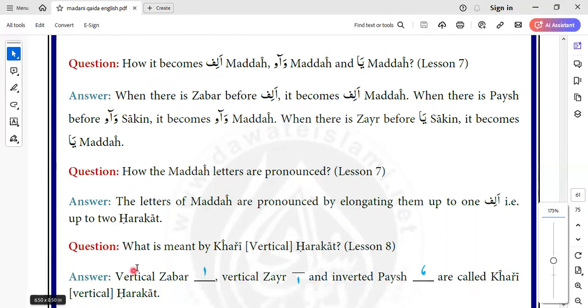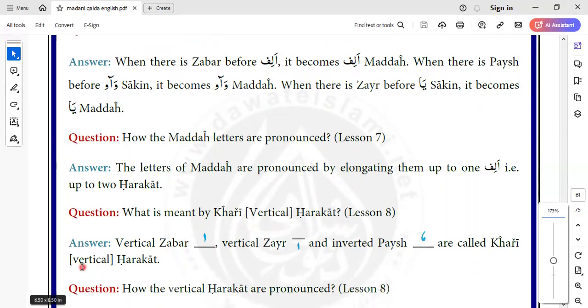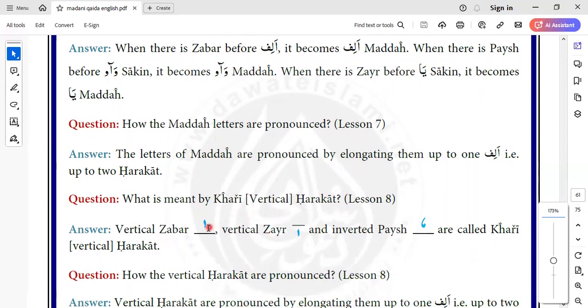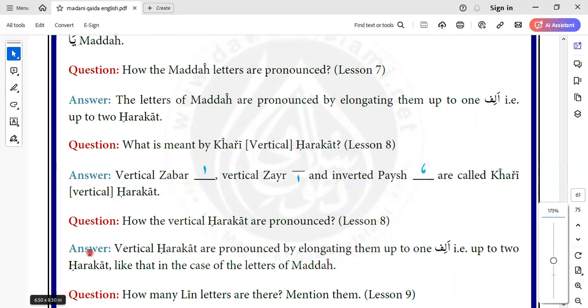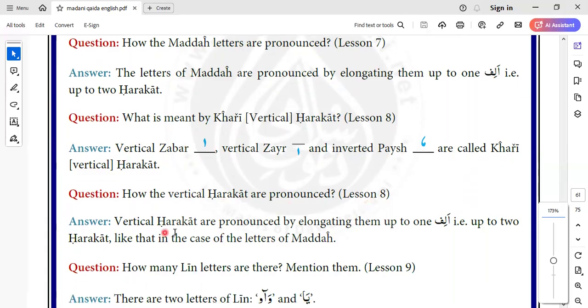Question: what is meant by khadi vertical harakat? Answer: vertical zabar, this sign, vertical zir, and inverted pesh are called khadi vertical harakat. Question: how are the vertical harakat pronounced? Answer: vertical harakat are pronounced by elongating them up to one alif, that is up to 2 harakat, like that in the case of the letters of madda.